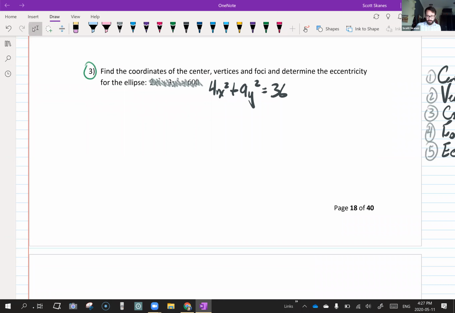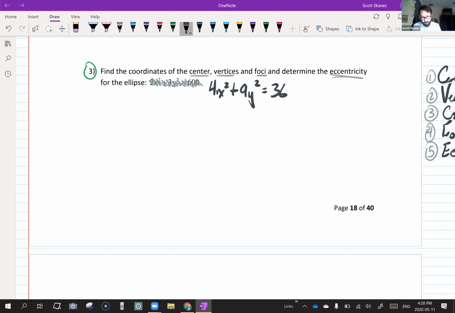Okay, so let's go ahead and do this. Find the coordinates of the center, the vertices, and the foci, and determine the eccentricity of the ellipse, okay? The 5 things that I listed. I changed the equation so that we have a better group of numbers. So first things first, what do I do if it's not in the form that I want it to be? I need to make sure that the right side is 1. If you look back earlier, the right side of this equation always has to be 1.